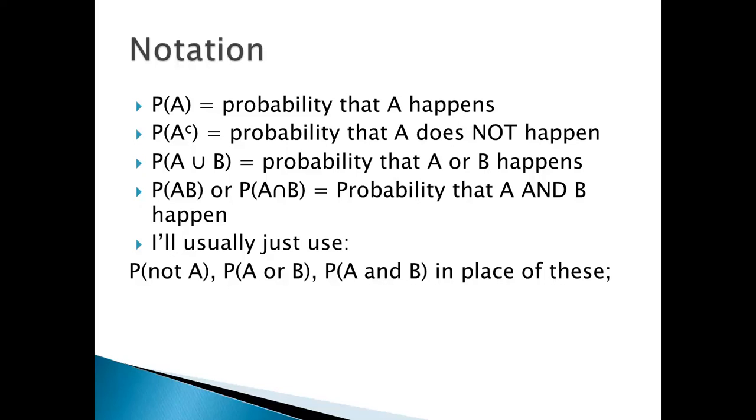So there's some notation that we use in probability theory. P parentheses A is pronounced P of A, or probability of A. It's the probability that A happened. P of A with that little c, that means complement. That's the probability that A does not happen. P of A union B is the probability that A or B happens. P of A intersect B is the probability that A and B both happen.